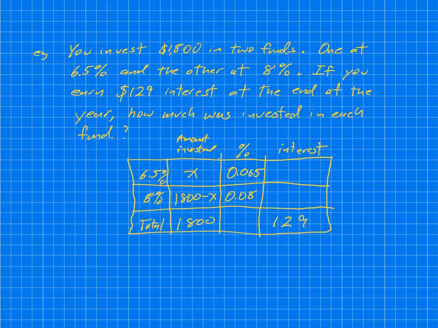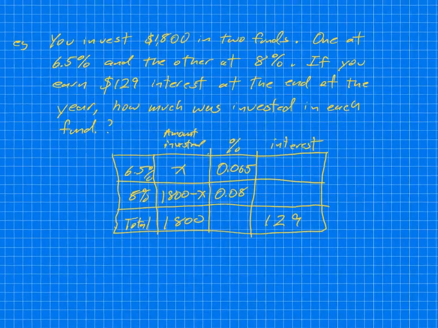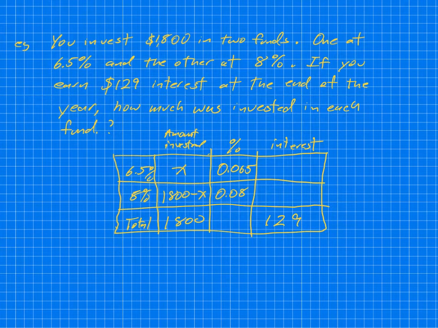Okay, so an expression for the interest of that 6.5 is going to be 0.065 times X. Why did I even put parentheses around there? Doesn't really need it. And then 0.08 times 1800 minus X. Ran out of space. Okay, now in a very similar way that we did with the solutions, I have this much interest being made from this investment, this much from this investment, and this represents the total.